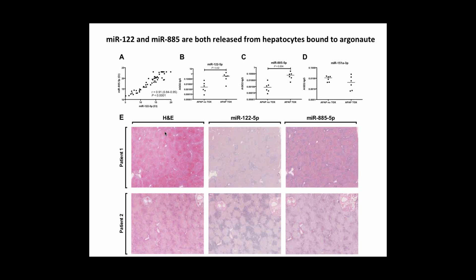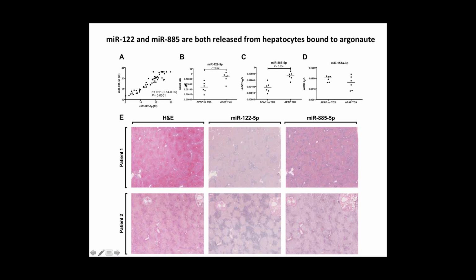And then indeed, that's what we found with the data I just presented. So if we look at our top two largest fold increased microRNAs, what we see interestingly is 122 and 885 are very tightly correlated across people. If we look at what fraction they're in, we find that this increase is in the fraction bound to Argonaute.